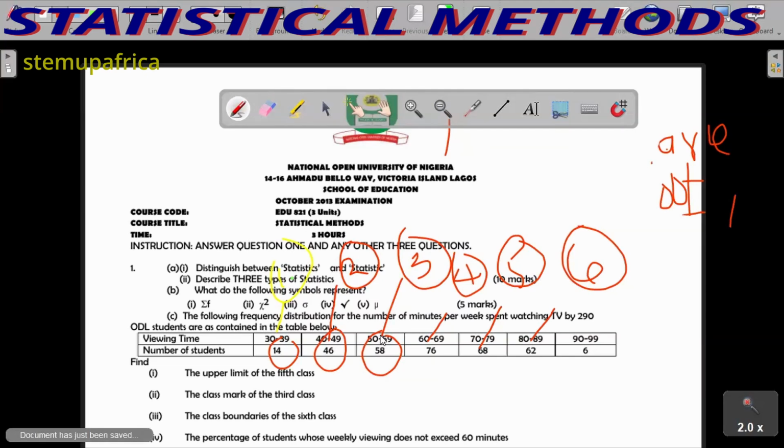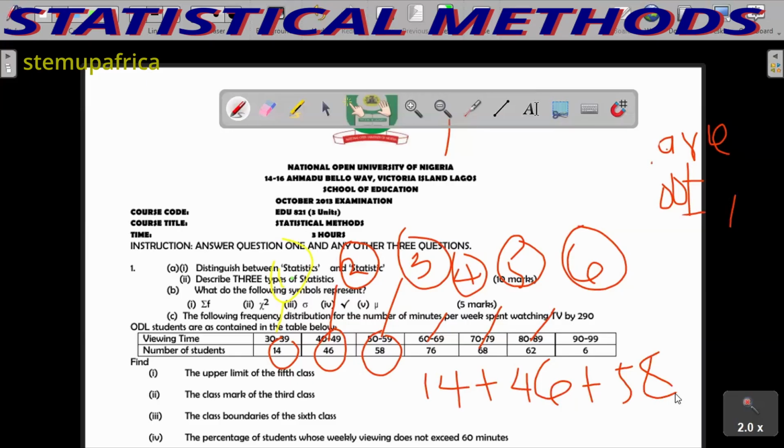So how do we get the percentage of those who view within 60 minutes? How many people first? The number of people who view within 60 minutes is 14 plus 46 plus 58. If you add them up, what are we going to have? 14 plus 46 plus 58 will give us 118 persons. 118 people view within 60 minutes.